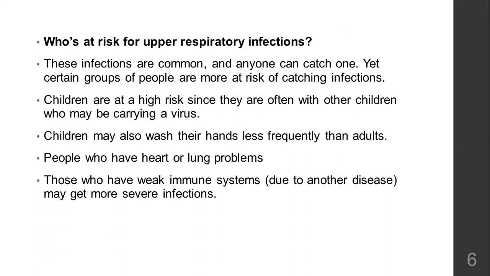Who is at risk of upper respiratory infection? These infections are common. Anyone at any age can get it. Yet there are certain groups of people who are at more risk of catching these infections: children, elderly people, pregnant women, people who already have a weak immune system. So these are the groups of people.